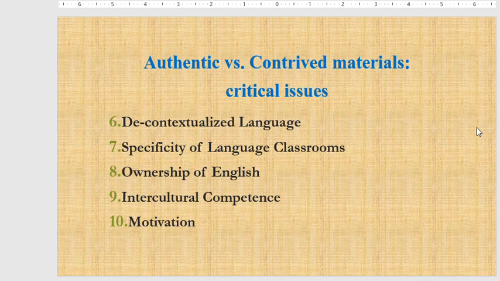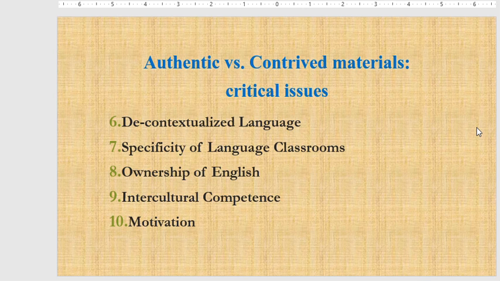And I have always heard from novice teachers and also expert teachers that the materials used in many educational contexts and settings are contrived, artificial, and non-authentic. But what is authentic? What are authentic materials? What are the features, the advantages of authentic materials?